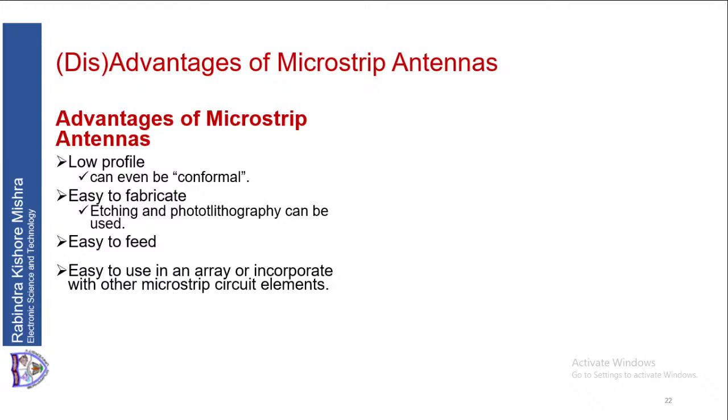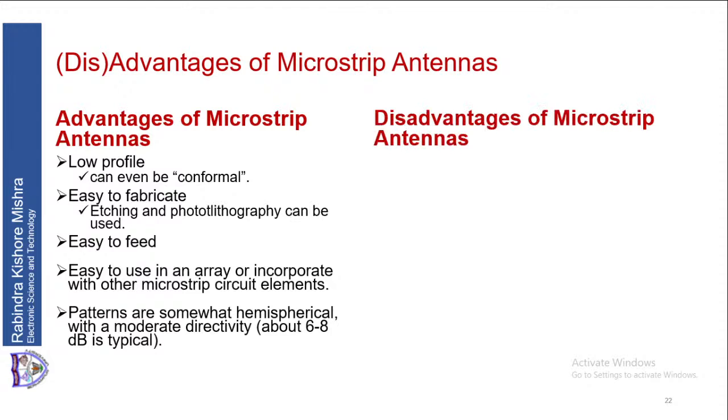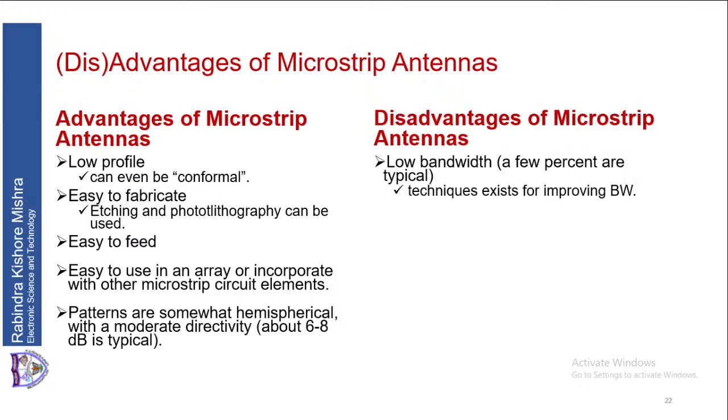Easy to use in an array or incorporate with other microstrip circuit elements on the substrate, like on the PCB. You have cell phones. In the cell phone, on the PCB, your microstrip antenna is mounted. If you look at the laptop, on the PCB, the microstrip antenna is mounted. Then patterns are somewhat hemispherical with a moderate directivity, about 6 to 8 dB being typical. It is also cheaper compared to other antennas.